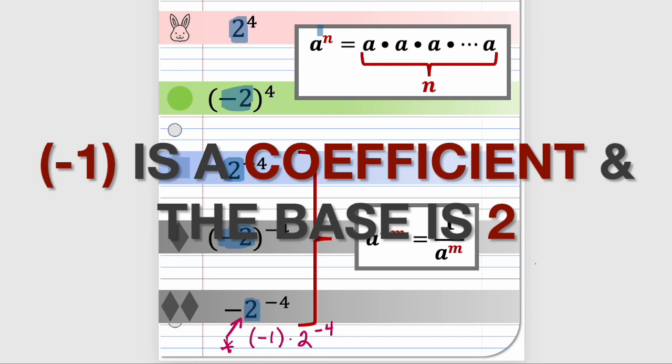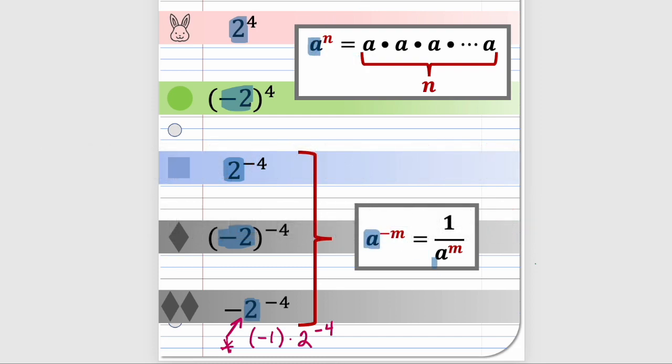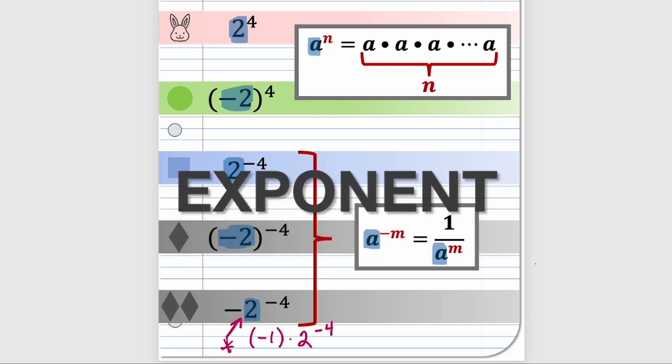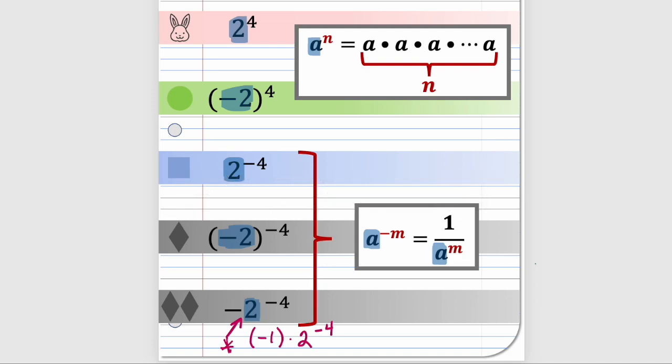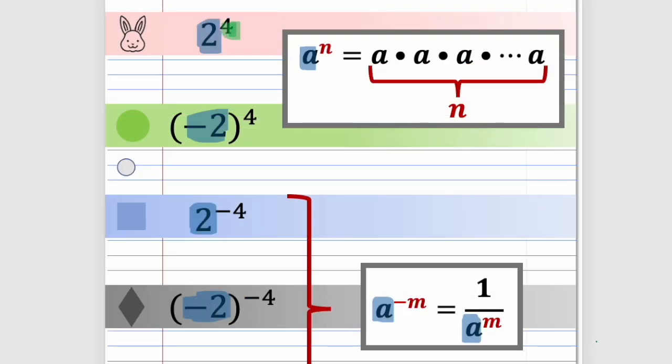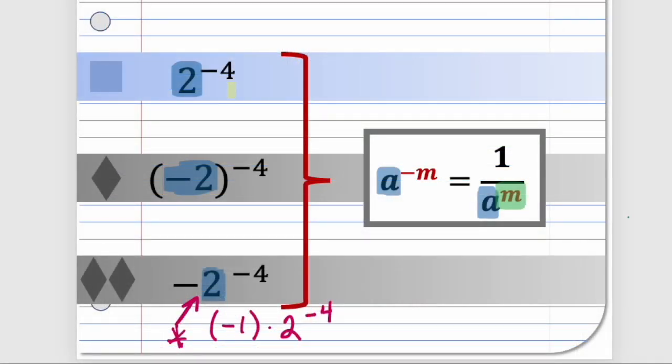3 more bases, A, and A. Next word is exponent, and we have some positive exponents and negative exponents. 4 positive exponents, 2 4s, an N and an M, and 4 negative exponents, 3 -4s and a -M.